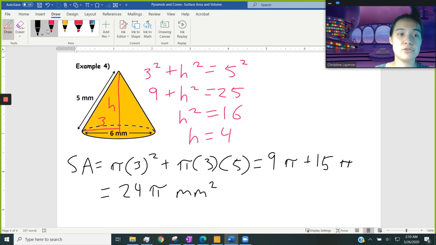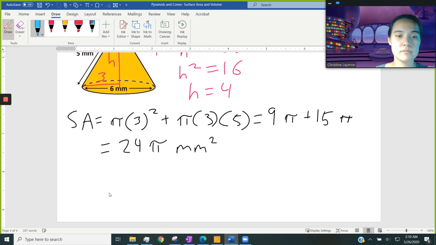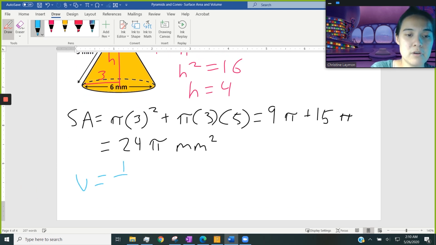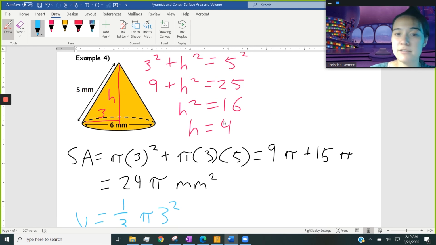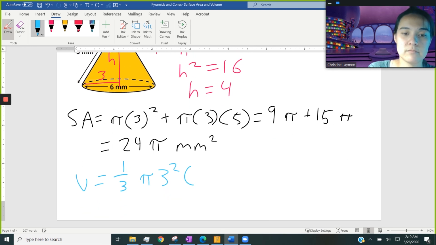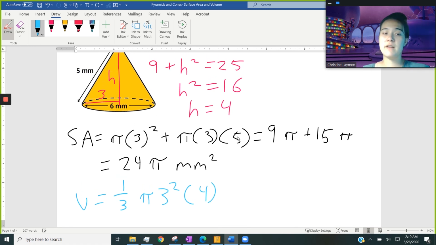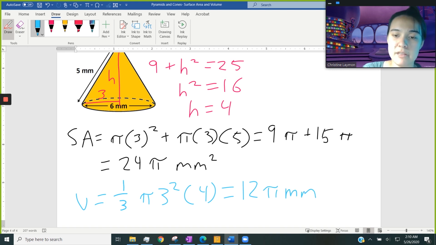Let's go ahead now and do volume. So volume is 1/3 pi r squared, so 3 squared, times h, and that perpendicular height is 4. So again, notice that finding the volume of a cone is just like finding the volume of a cylinder and then just cutting it in thirds. So we have 3 squared is 9. 9 divided by 3 is 3, and 3 times 4 is 12. So 12 pi millimeters cubed. And that is a pi.